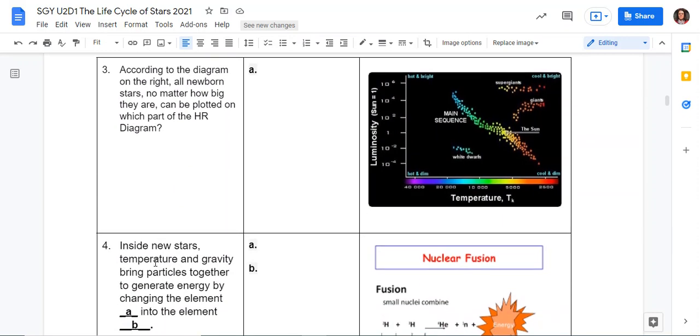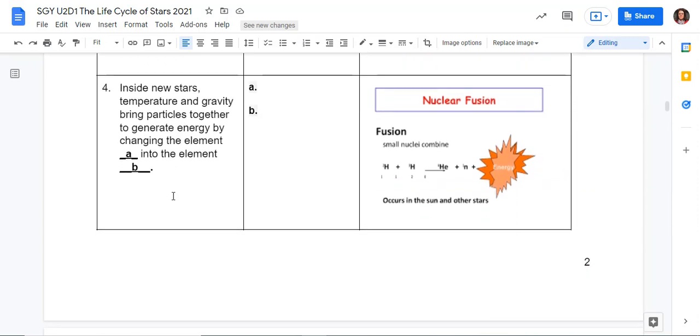Number 3, according to the diagram on the right, this is the HR diagram, the Hertzsprung-Russell diagram, and we're going to dig into this in another day's assignment in more detail. But for the moment, this is a luminosity versus temperature diagram. And according to this diagram, all newborn stars, no matter how big they are, can be plotted on which part of this diagram? And the answer is the main sequence. You can see right in the middle there is our sun, right in the middle of the main sequence.